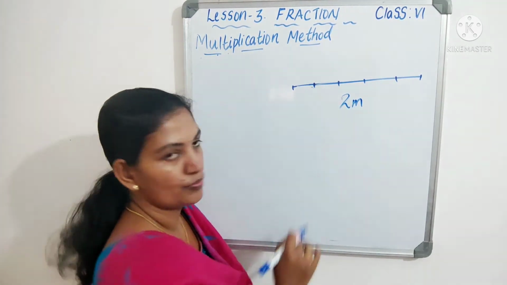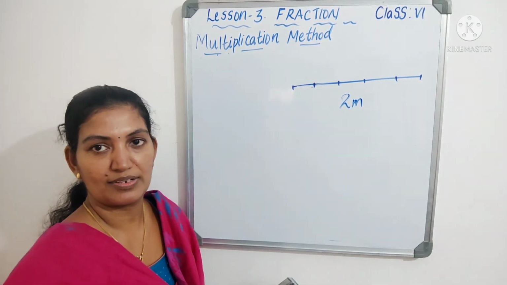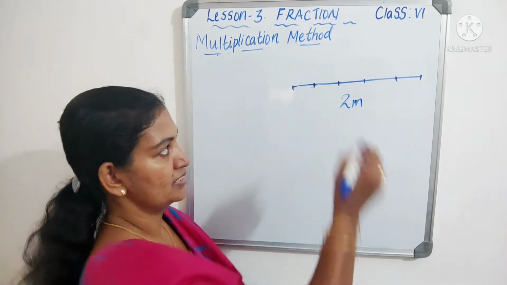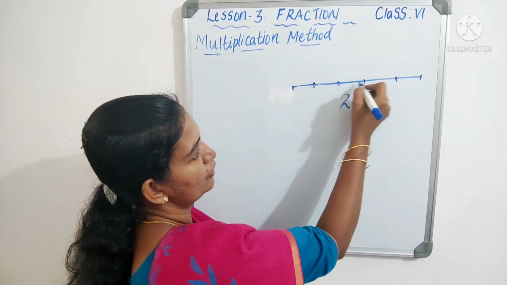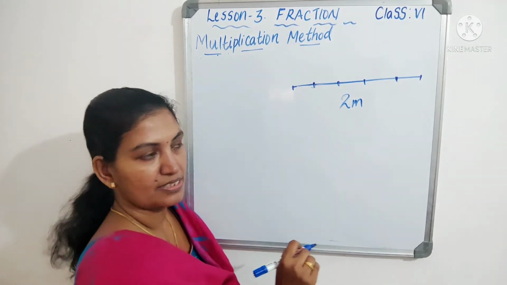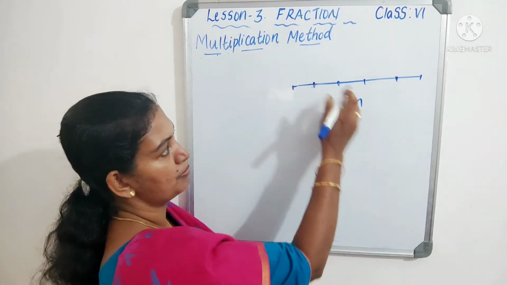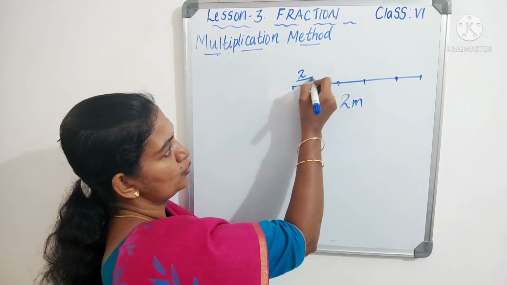The total length of this iron rod is 2 meters. This iron rod is divided into 5 equal parts. Then we can find the length of one part. How much will the length of one part be? That is 2 by 5.